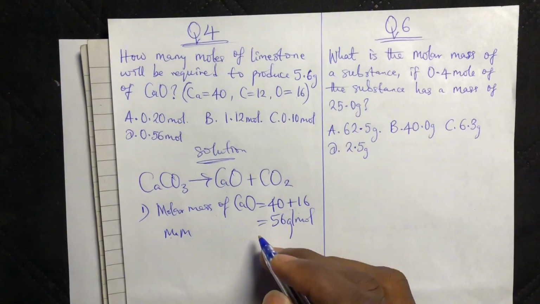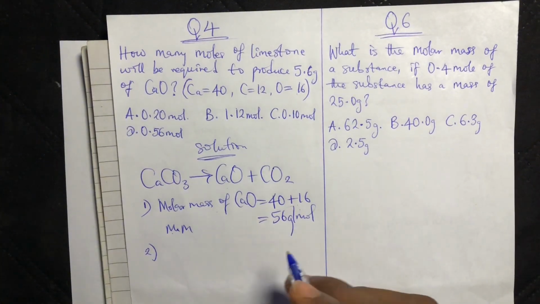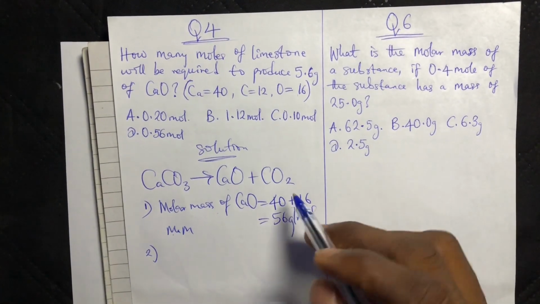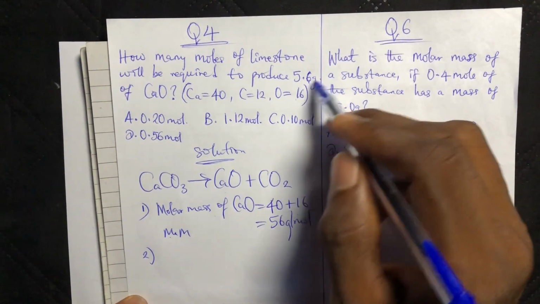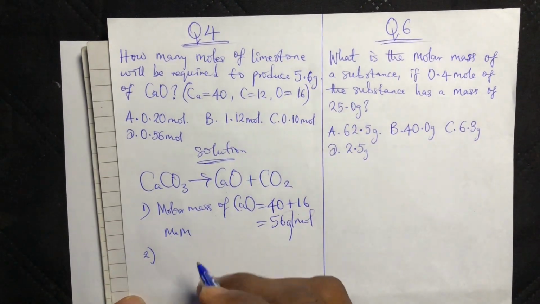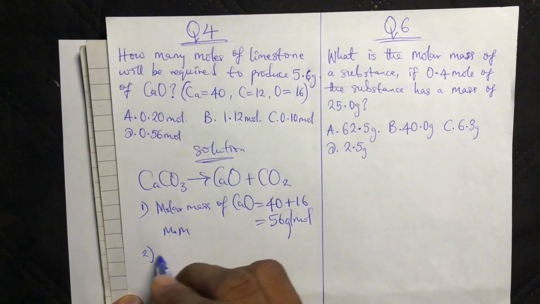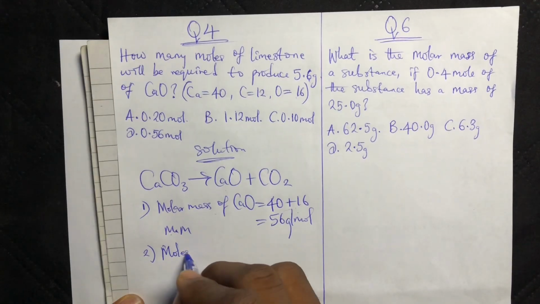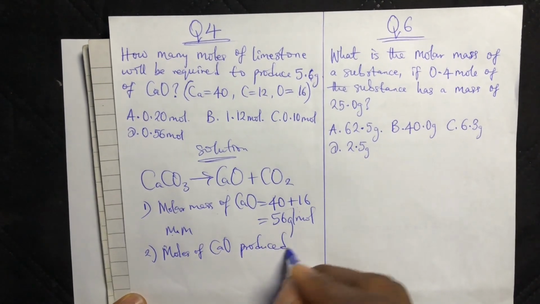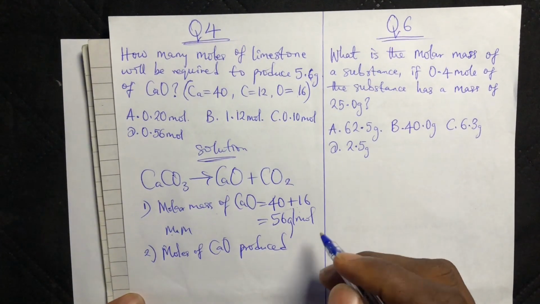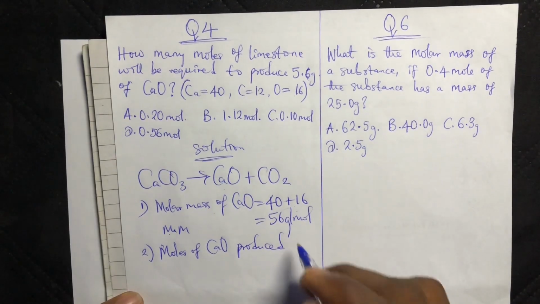So the second thing we are going to look at in this question is the mole of calcium oxide produced, because the question says how many moles of limestone will be required to produce 5.6 grams of calcium oxide. So we are going to look at the moles of calcium oxide produced. All right, so we write moles of calcium oxide produced. Now when we get to this point, you're going to think, which of the mole concept formula are you going to use to solve this particular question here?